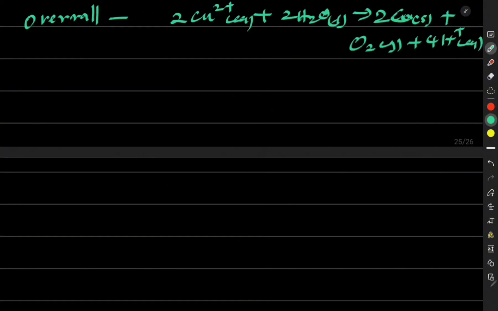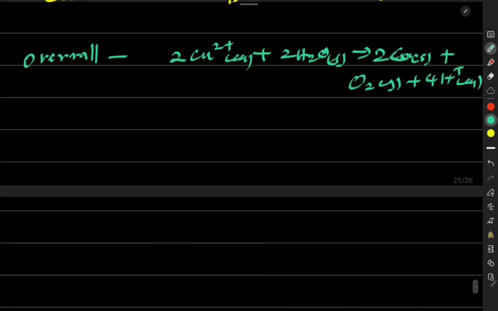We can find the standard electrode potential using the table. Using the standard reduction potential table in the exams, they will give us the standard electrode potential. Here, oxidation of water is more feasible than oxidation of sulfate ions. Therefore, at the anode, O2 gas will be released by oxidation of water.